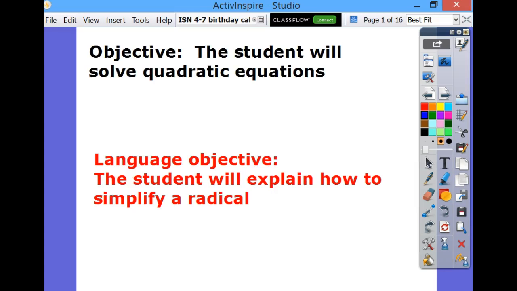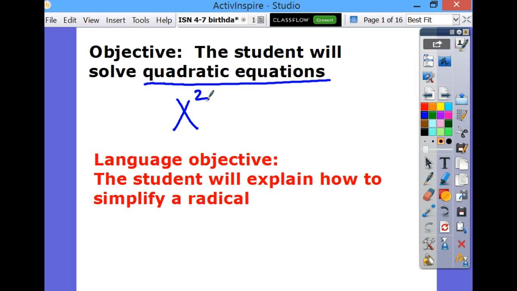First of all, if we're going to solve quadratic equations, we have to know what quadratic equations are. So what are these quadratic equations that we're going to solve? What makes them quadratic? X squared will be the highest power of x.